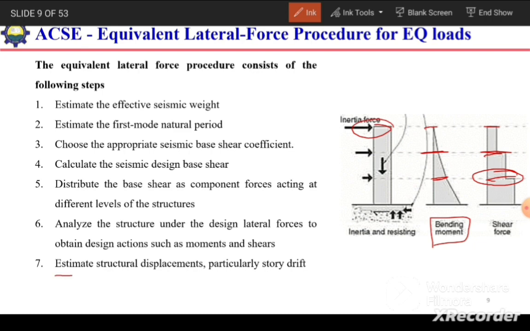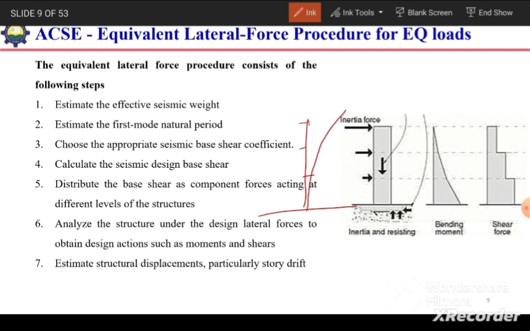Finally, we can estimate the structural displacement, particularly the story drift. We can also find the story drift. For example, if the building has 3-4 stories, how much is the lateral deflection of the top story with respect to the bottom story, or the deflection of this story with respect to its bottom story. So we can estimate the story drift.